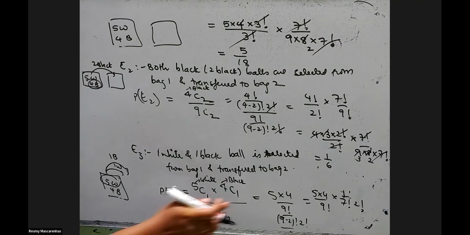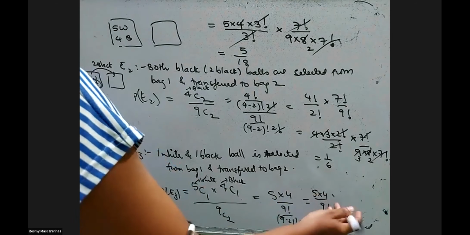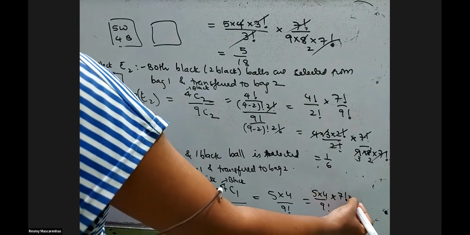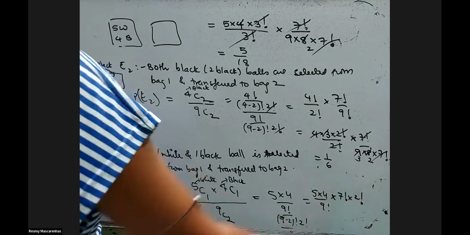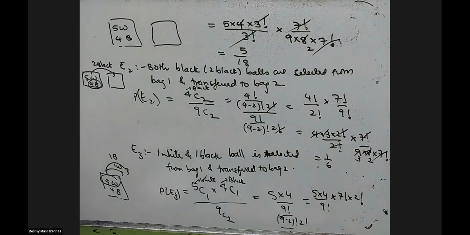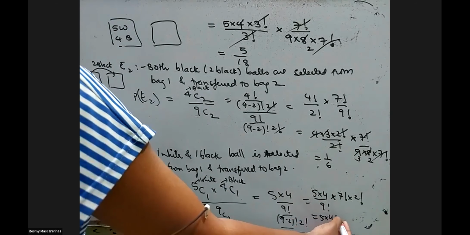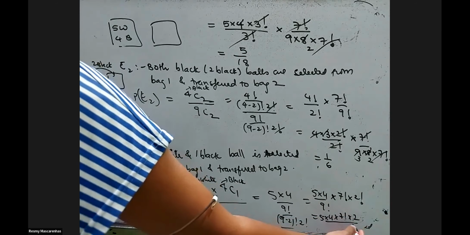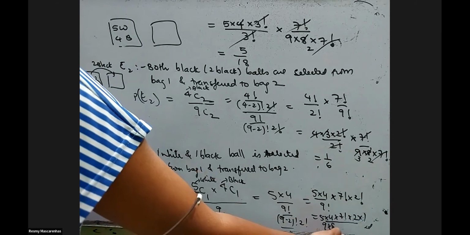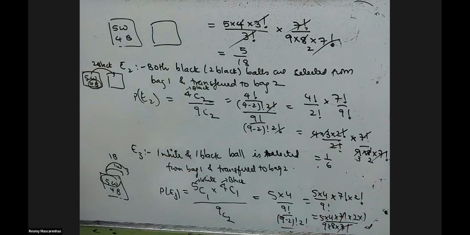Oh no, this is taken as 1 now. This will become inverted. Now calculate. This will be 5 into 4, 7 factorial. 2 factorial is anyways 2 into 1. 9 into 8 into 7 factorial. 7 and 7 will cancel. 4 to the 8. 5 out of 9 will be the answer. Probability of E3 is 5 out of 9.